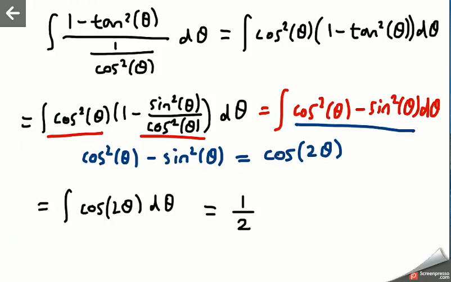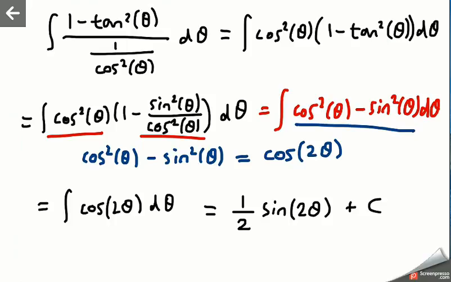So the antiderivative must be 1/2 of sine of 2 theta, because again, when I differentiate this thing, it's going to become cosine of 2 theta, and then I'm going to be multiplying by 2. So that half will cancel out. So it's 1/2 of sine of 2 theta plus the constant of integration. Okay, we've nearly found our function A of x.